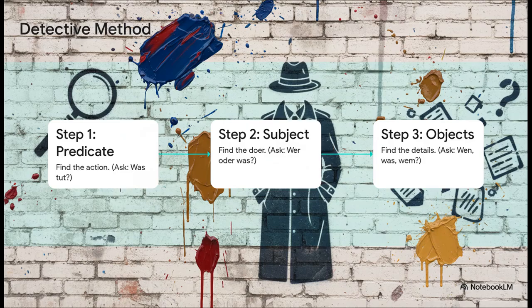So let's recap everything. Here is your foolproof 3-step detective method that you can now use on any German sentence. Step 1, find the action, the predicate, by asking was tut. Step 2, find the doer, the subject, by asking wer oder was. And finally, step 3, fill in all the details by finding the objects with their own special questions. That is the whole method, right there.